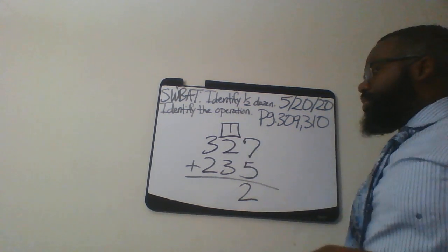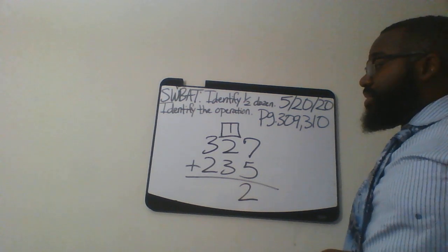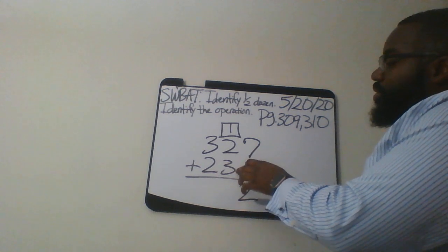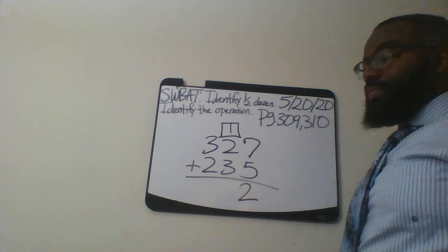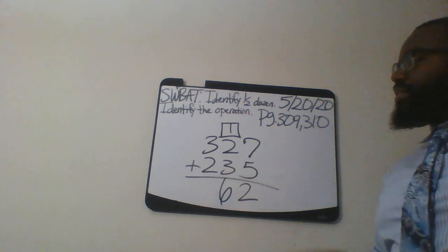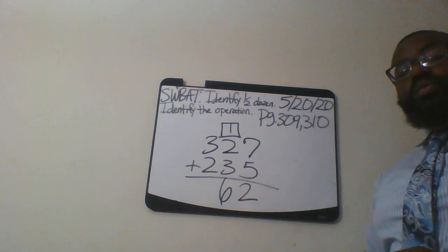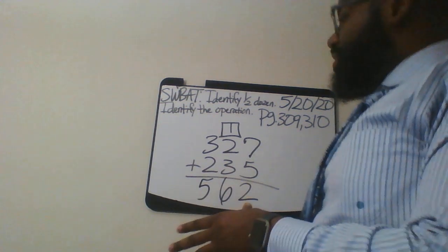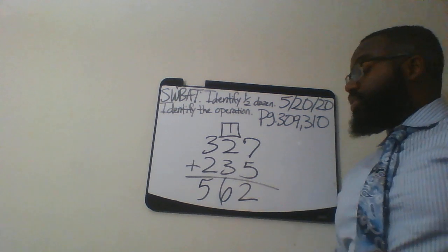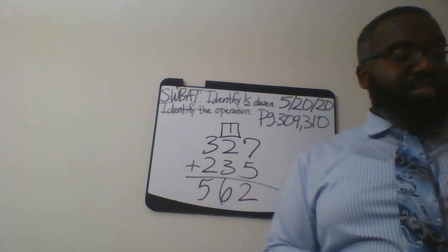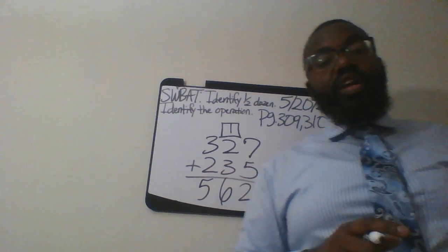Next one is 1 plus 2 plus 3. Let's start off with 1 plus 2. 1 plus 2 is 3. Next one is 3 plus 3. What is 3 plus 3? That is 6. Then we move on to our hundreds place. 3 plus 2. What is 3 plus 2? That is 5. So the answer, 327 plus 235, will give you 562. So that's how you solve those particular problems for number 1.